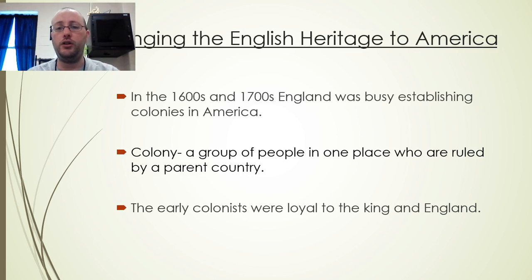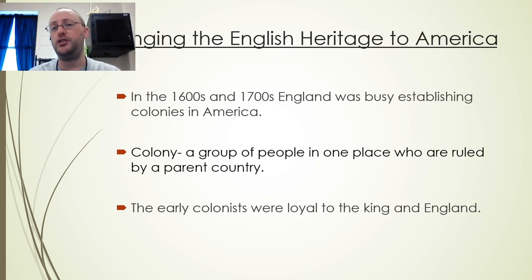In the 1600s and 1700s, England was busy establishing colonies in America. Now, a colony is a group of people in one place who are ruled by a parent country. And the early colonists were loyal to the king and to England. So the colonies were set up in what would become the United States by England. We didn't come in with the intention of just coming up with our own country. We originally came here to colonize, to expand the English empire, to expand the empire of what would become Great Britain. And so that was the intention.